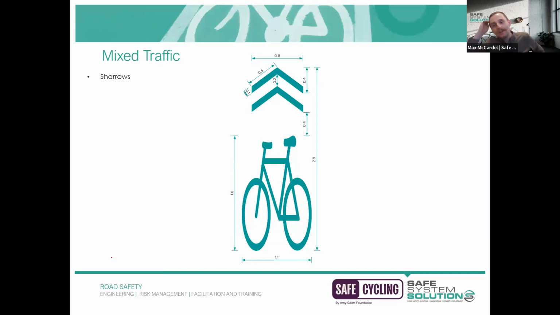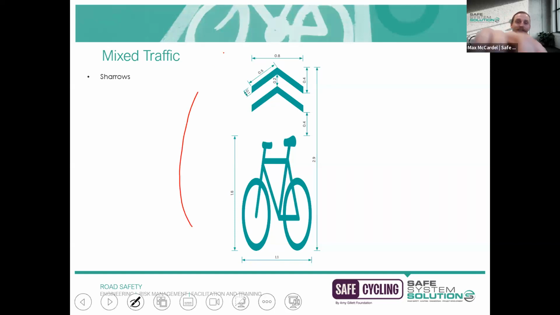The way that we demarcate our lane sharing is through the use of these little features, which are referred to as sharrows. It stands for shared arrows. And it is basically a treatment that says to cyclists, you can now claim the traffic lane, and says to motorists, you now have to share this traffic lane with cyclists.